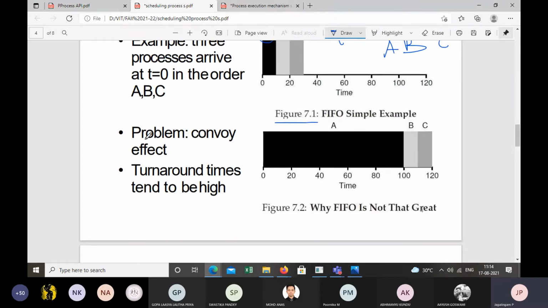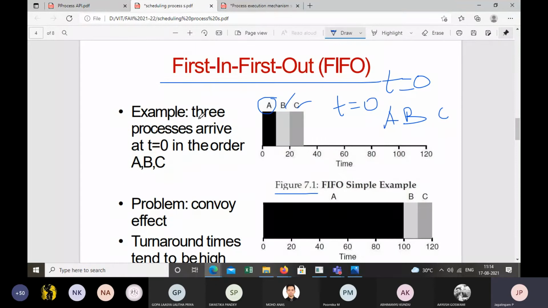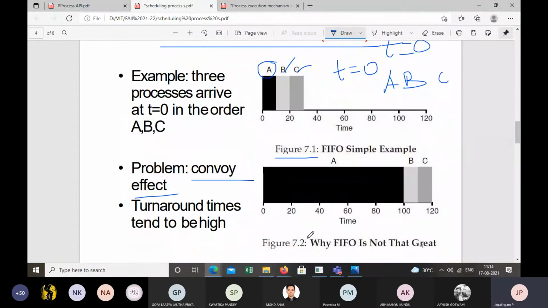So what is the problem with this policy? The convoy effect. What do you mean by this? Look at diagram 7.2. What do you understand by this? That the first process is taking a lot of time. Good. Sometimes you have three processes A, B, C, and process B gets stuck behind the long, fat process. Now, what will happen to the turnaround time of process B?